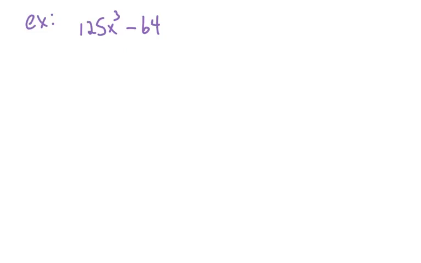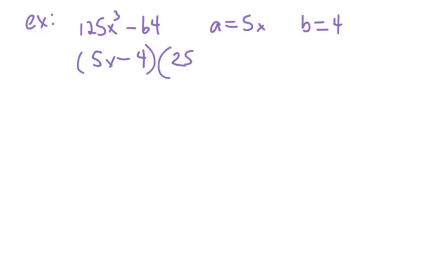Okay, so it's a difference. I've got a minus sign, a perfect cube, 125x cubed, and 64 is another perfect cube. And I know in this case my A is 5x, my B is 4. So again, really helpful to know your perfect cubes. Okay, so it's a minus, so I have the same sign first. So it's 5x minus 4. And then A squared is 25x squared plus AB, so plus 20x, always positive, plus 16.